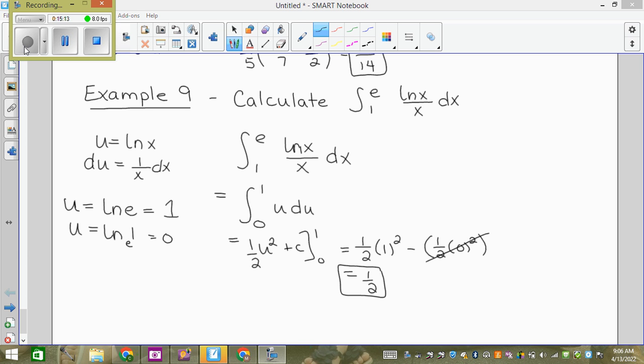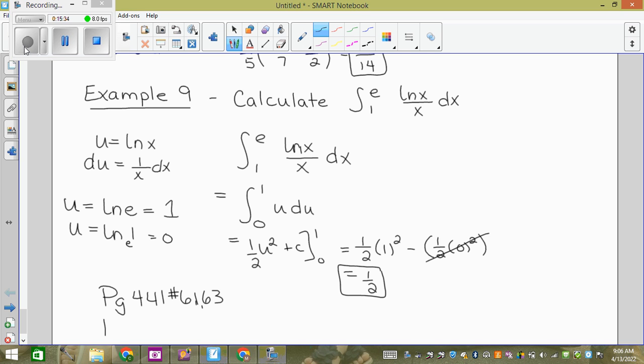Okay, page 441. Page 441. 61 and 63. And then page 444. Okay, 5 and 8.